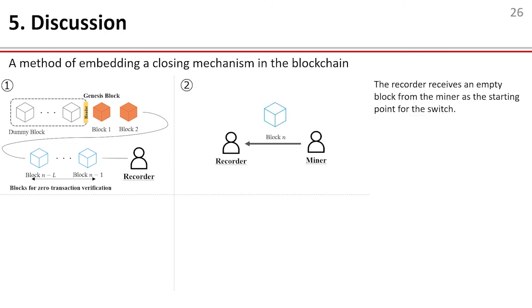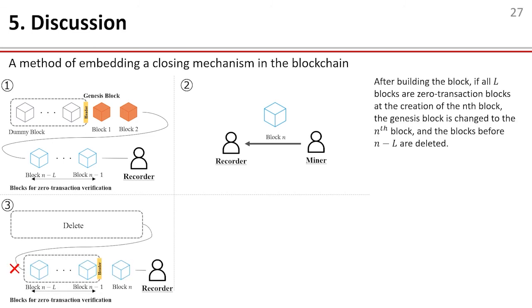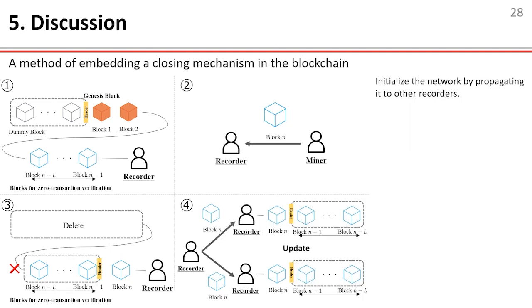The record receives an empty block from the miner as the starting point for the switch. After building the block, if all L blocks are zero-transaction blocks at the creation of the nth block, the genesis block is changed to the nth block and the blocks before the n minus L range are deleted. The initialization of the ledger propagates to all existing records in the network by the nth block. When a new record is connected to the network, the existing record mirrors the initialized ledger, so that the discarded blocks are never restored.